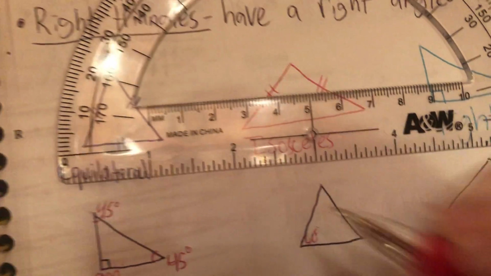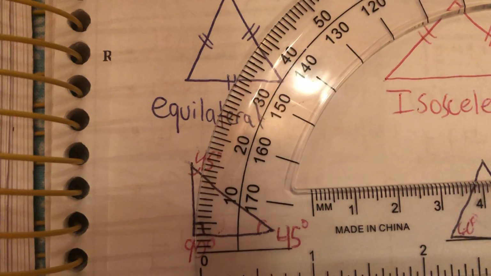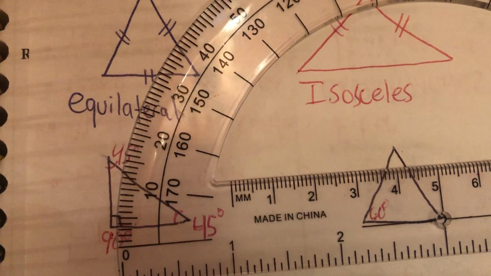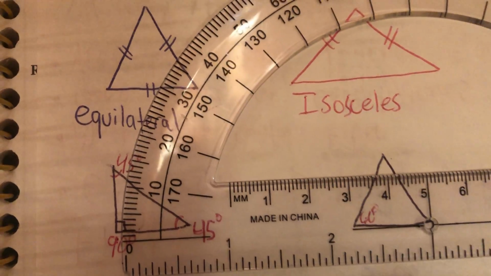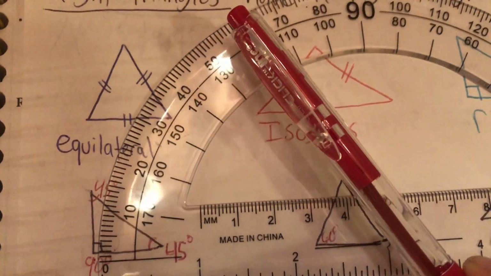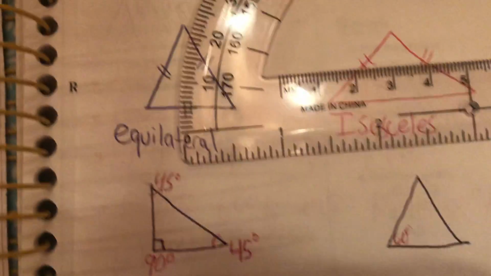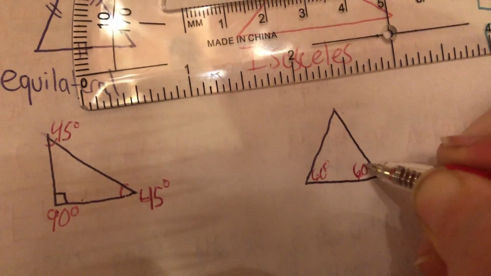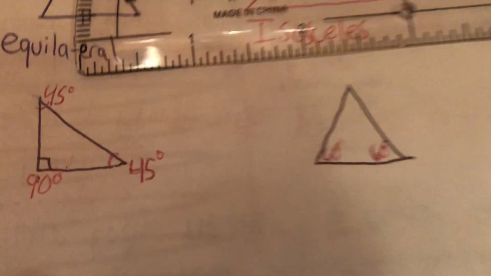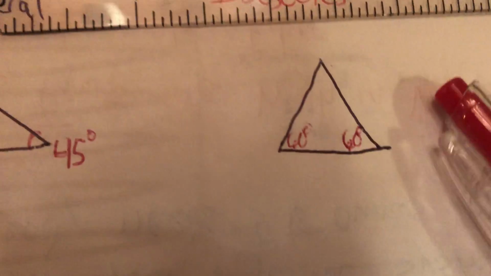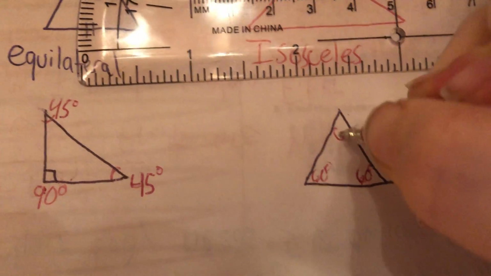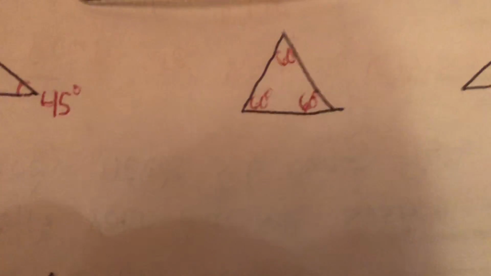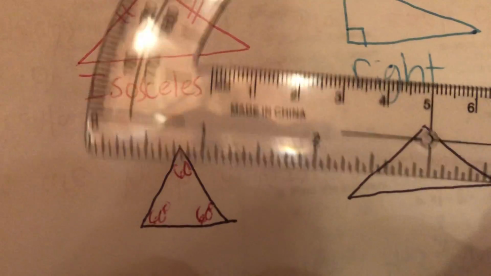So 60 degrees. Then I line up my second vertex. Follow that line. That's going to get me to 60 degrees as well. If I know my division and multiplication well, then I should know that 60 plus 60 plus 60 equals 180. Okay, then I have this last triangle.